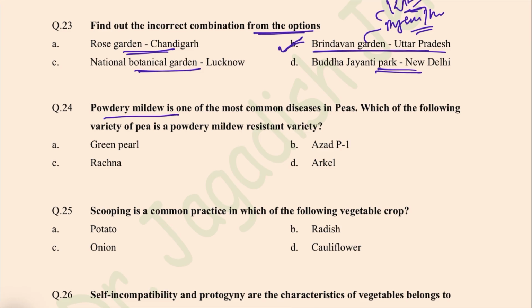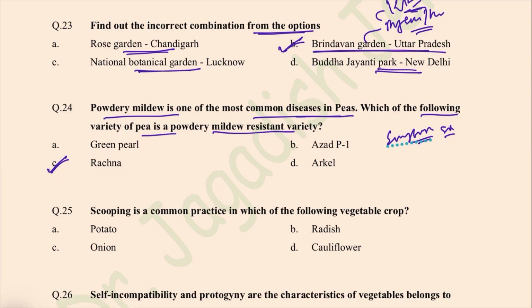Powdery mildew is one of the most common diseases in pea. Which of the following varieties of pea is a powdery mildew resistant variety? The right answer here is Rachna. Rachna is a powdery mildew resistant variety. Powdery mildew is caused by Erysiphe species. It is a devastating fungal disease in garden pea, Pisum sativum. Developing resistant varieties is the most cost-effective control measure. Rachna is a well-known variety specifically bred for its high resistance to this disease.